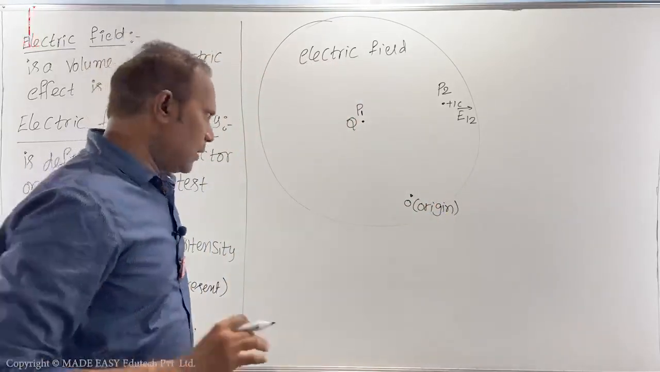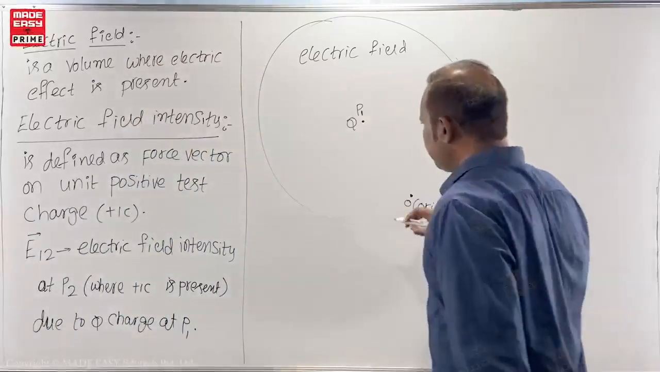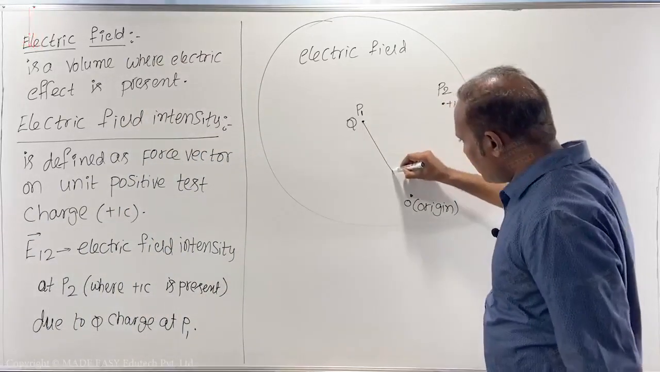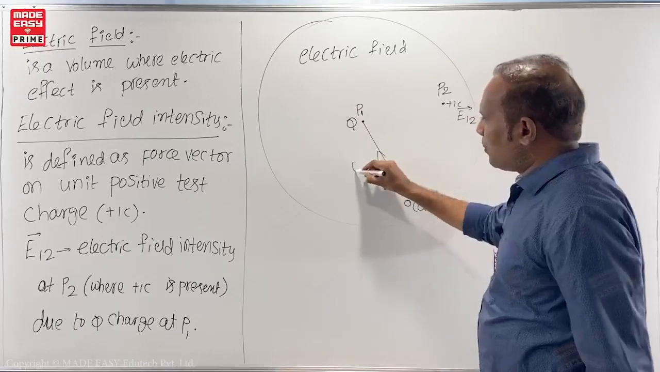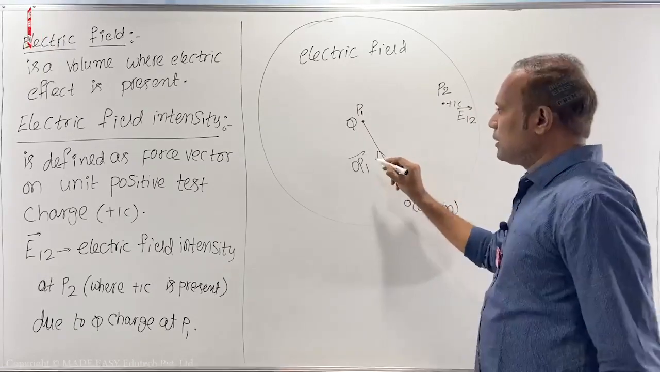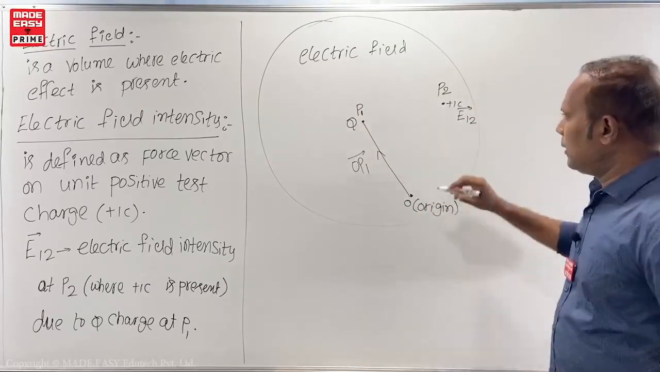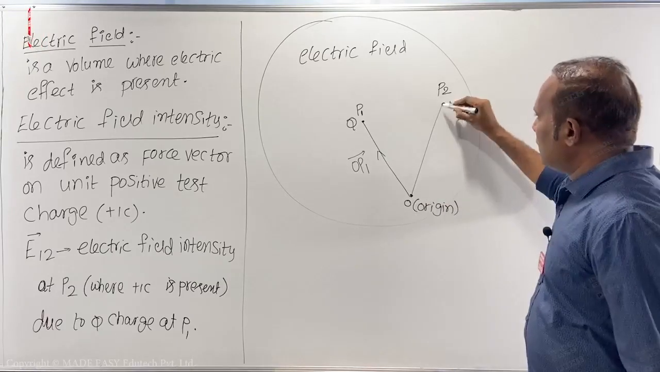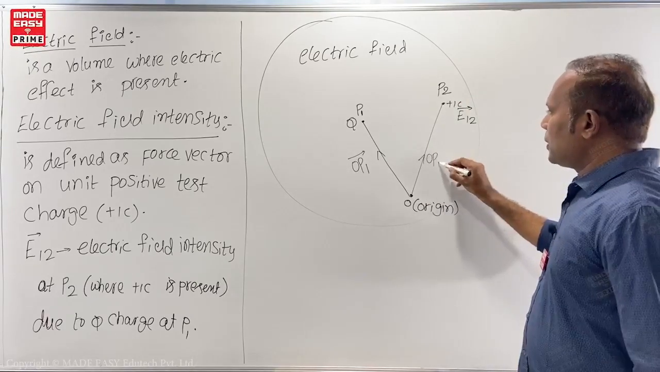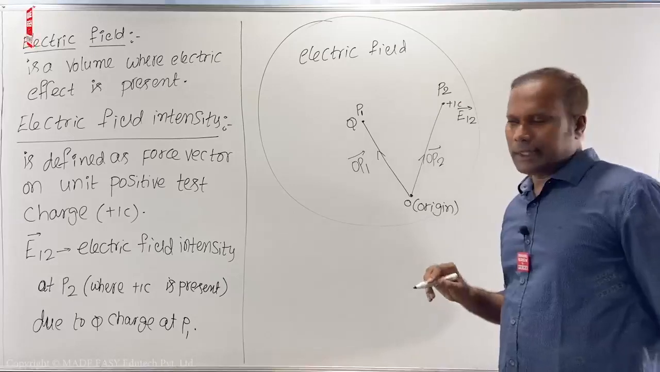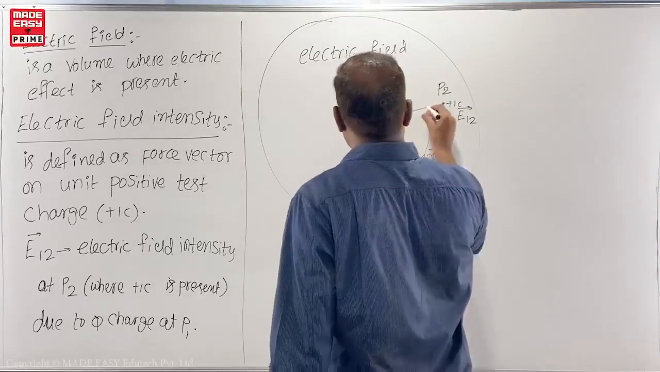Okay, dear students. Now, if you see, if I write the position vector OP1 bar, this is the position vector of point 1. What is this? OP2 is the position vector of point 2. Okay. Now, what is this actually?